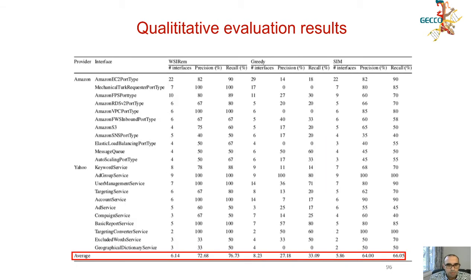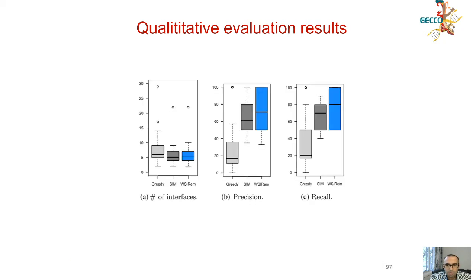As for the qualitative results, we found that we have good precision and recall over 70%: 72% for precision and 76% for recall, which are better than both approaches. SIEM has 64 and 66%, while greedy tends to be the worst approach in terms of precision and recall. Here is a box plot that summarizes the table. Here we found that the best one is WCRM, which is the multi-objective algorithm, while SIEM, the graph-based approach, tends to be second, while the greedy algorithm tends to be the worst algorithm.